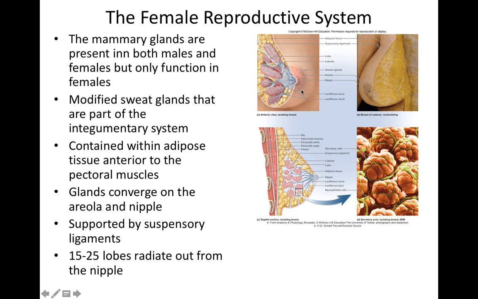We'll talk about breastfeeding in our next chapter, but essentially these glands are going to produce breast milk, and then there will be a squeezing of the glands that would then push the milk out onto the nipple so that it can be consumed by the baby.